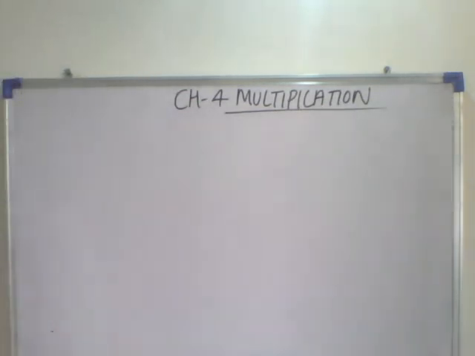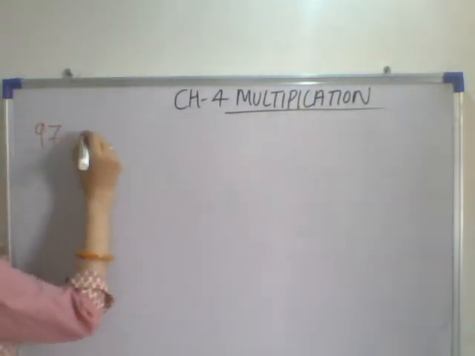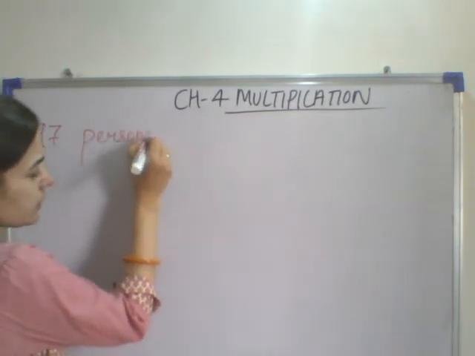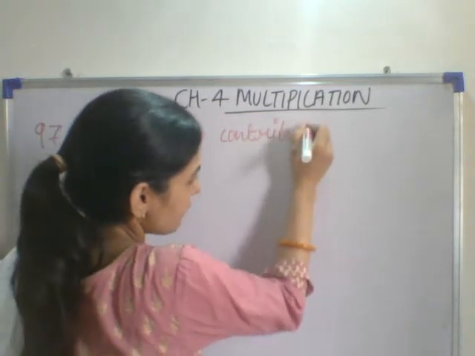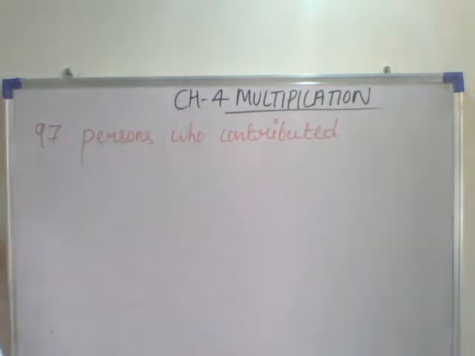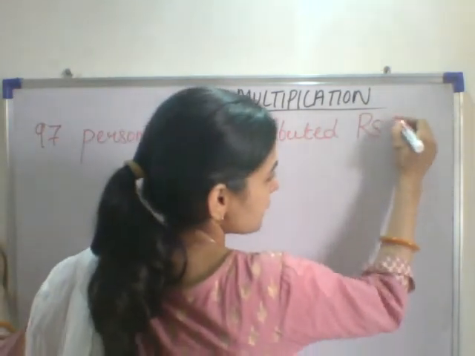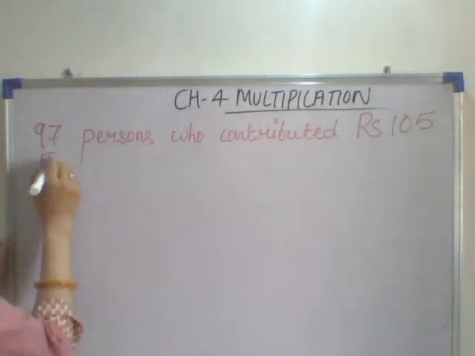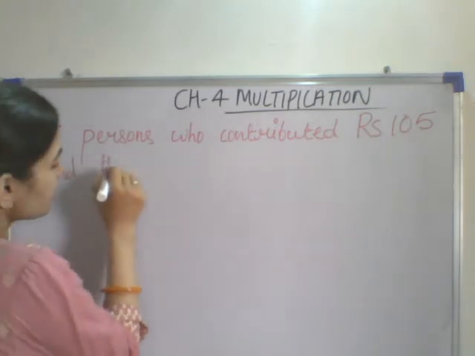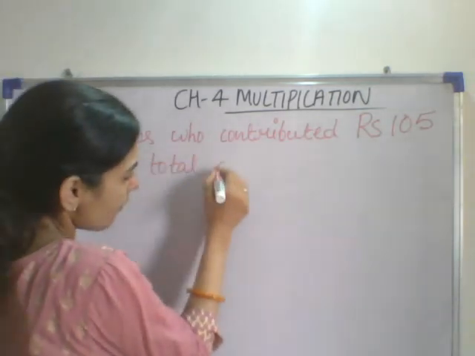Now next is the word problem, that is: 97 persons contributed rupees 105 each for a party. Find the total amount collected. You have to find the total amount.